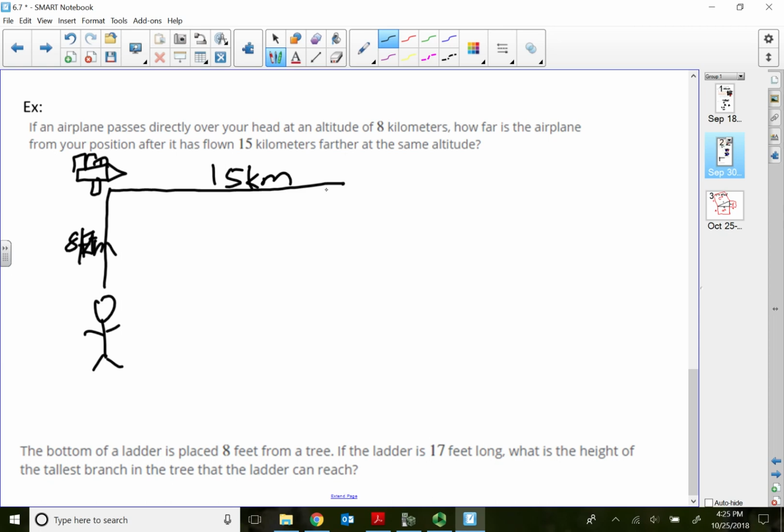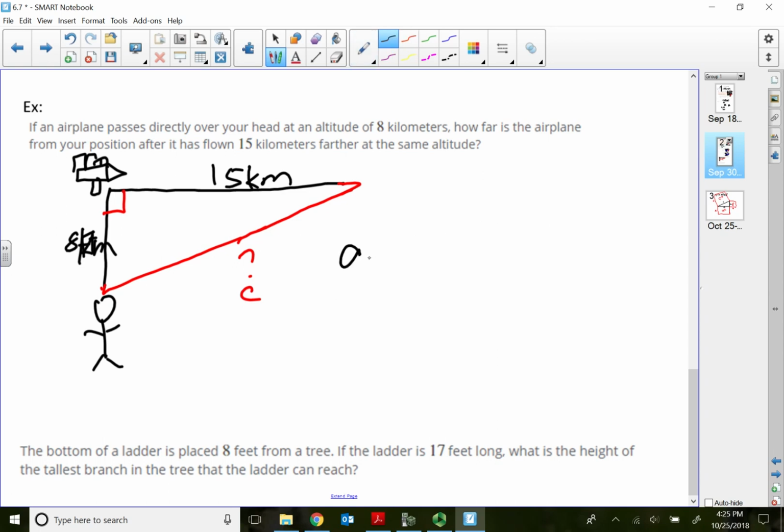So the airplane goes straight 15 kilometers. It was 8 kilometers above me, then it flew 15 kilometers past me. So how far is it from my current location? For my current location, this side right here is going to be the hypotenuse, because this creates 90 degrees directly above me, and then flying straight 15 creates a 90-degree angle here. So I'm basically looking for the hypotenuse, which is side C.